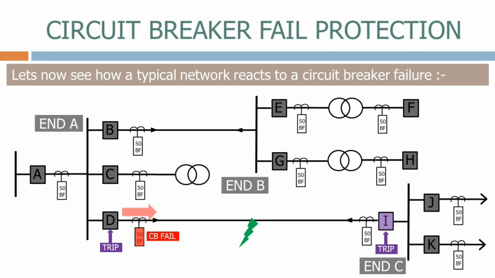The only way we can remove fault current now is to remove all the possible sources of the fault current. This is done by tripping breakers A, B and C. The fault has now been removed from the system, but as you can see, the whole network is now being disconnected.